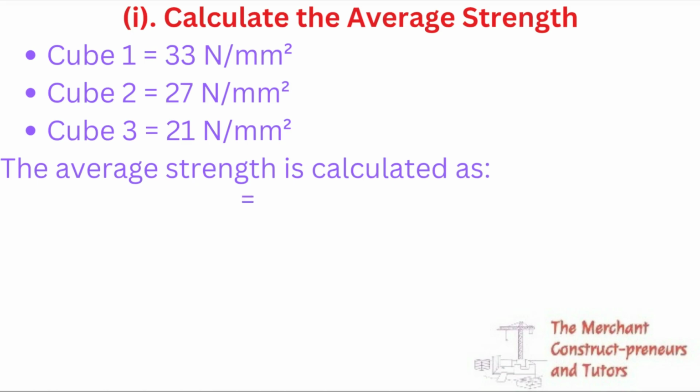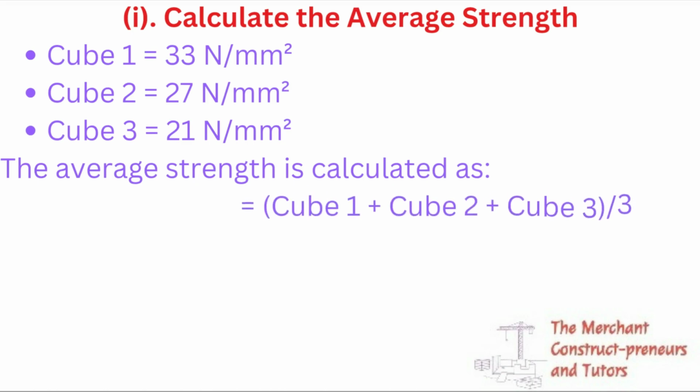So the next thing you're going to do, once you find out that it is not consistent, is to find the average strength regardless.